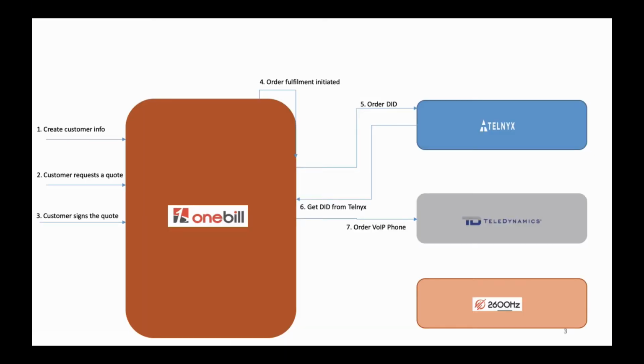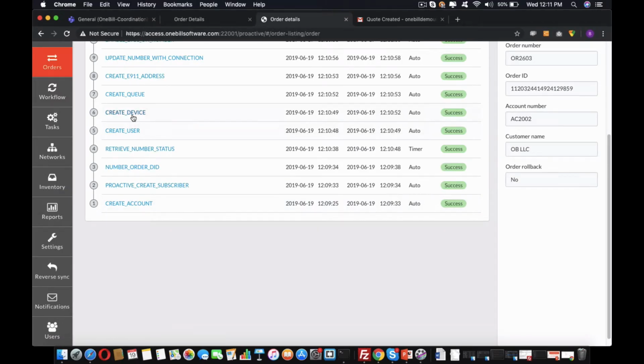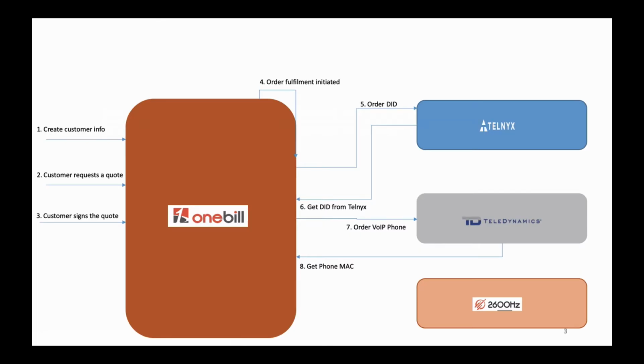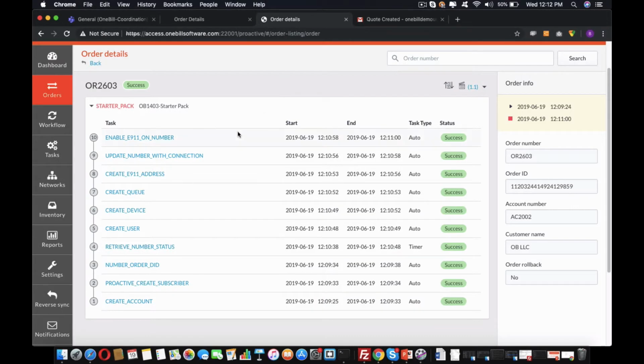Once the DID is done, the next step is to order a voice over IP phone with an API call to the TeleDynamics platform. See the request into the TeleDynamics platform and the response that we receive with the MAC address from TeleDynamics. Now it's time to go ahead and create the user in the 2600 platform, set up the DID and the MAC that we retrieved from Telnyx and TeleDynamics in the 2600 platform. All the stages are complete.